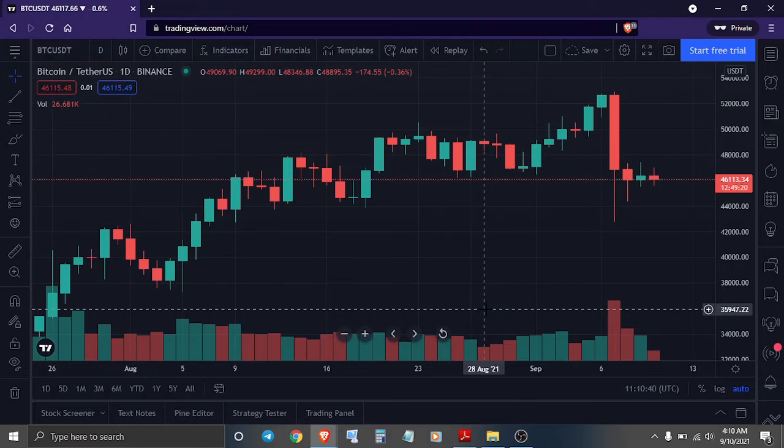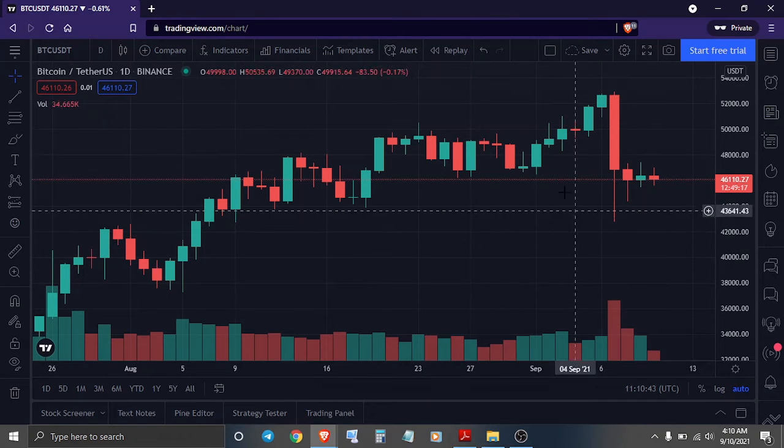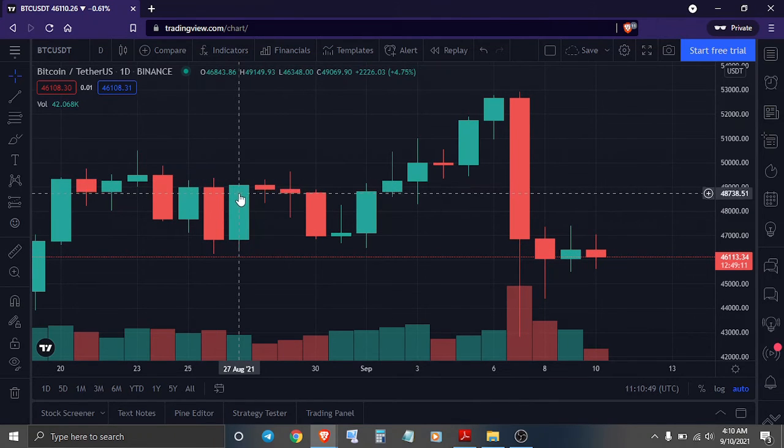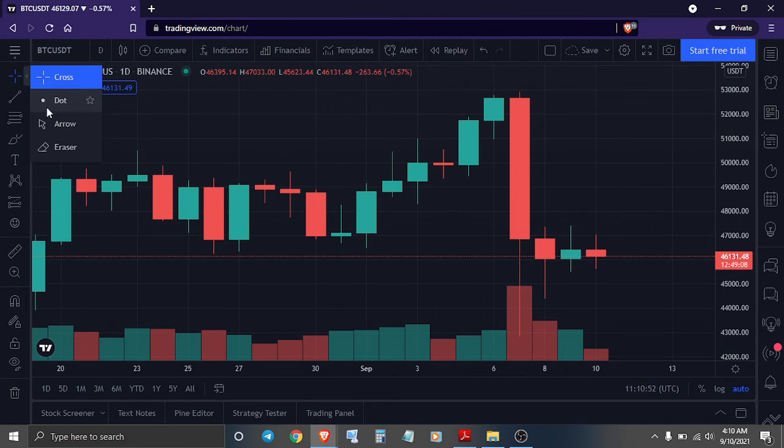Okay, this now is a candle. Let's use this candle for example. Let me use this arrow. Now this candle opened the price here at this price, $47,102. It opened this candle at this price.